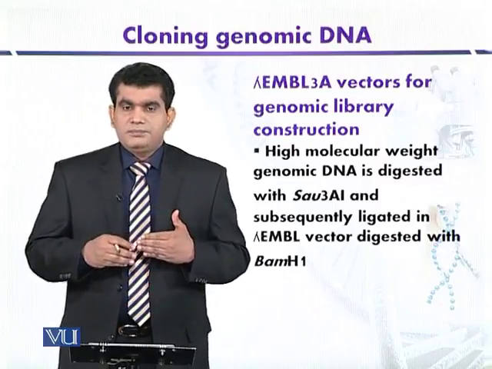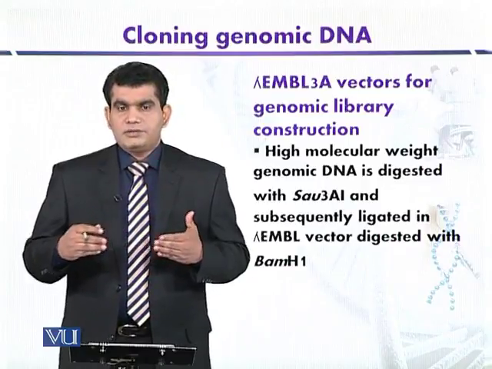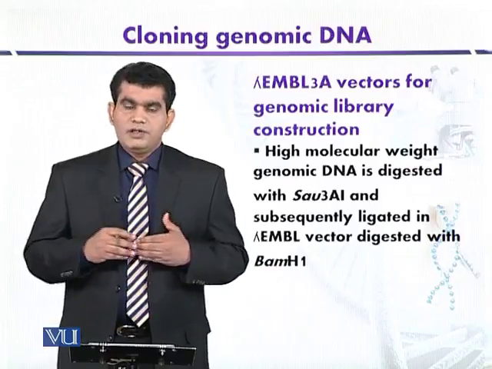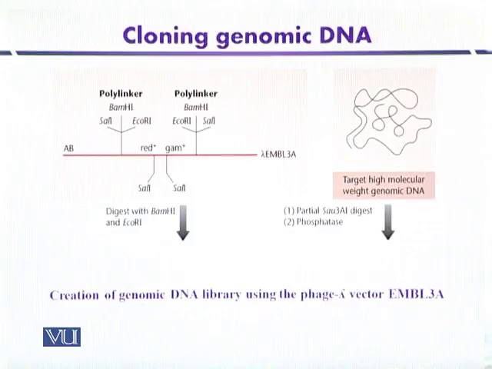In the next diagram we will explain how lambda EMBL3A can be used for the construction of genomic DNA libraries. So first it is the source or the genomic DNA, and it is digested with a suitable restriction enzyme, and here it is Sau3A, and later on it is treated with phosphatase so that the 5 prime phosphate ends are removed so that they will not ligate together.